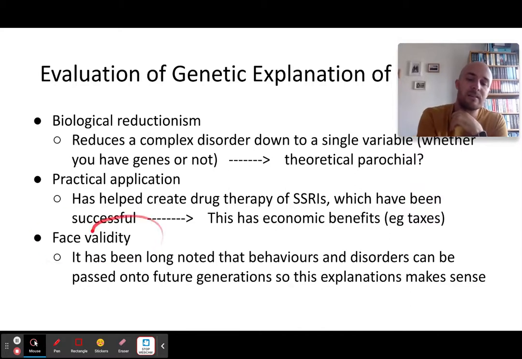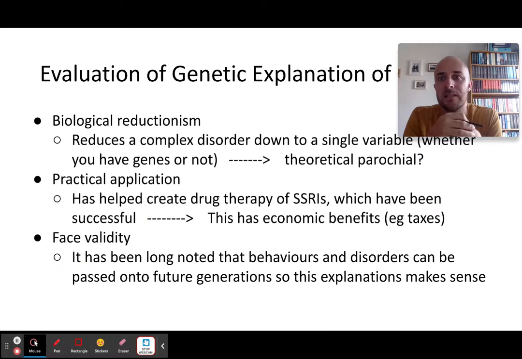But face validity does kind of make sense. You do see OCD passed on in families. Yes, that may be taught parenting. Yes, it may be you inadvertently teaching your kids to have OCD. But it does have face validity. Same thing with diabetes, right? You see it passed down in families.